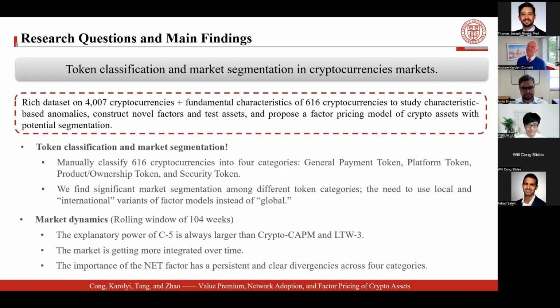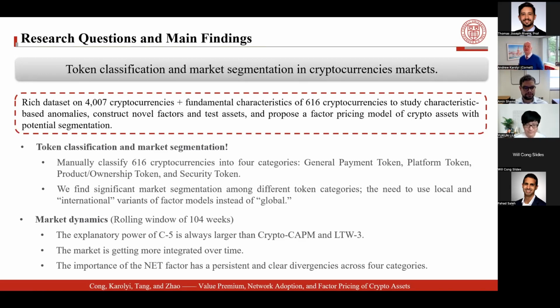But we don't stop there. There's a third part of the paper that is kind of fun. It's probably the reason Will and Wei Yi invited me to join, which is bringing to bear an understanding of token classification and segmentation. So, as you know, I'm an international asset pricing guy, and I've been involved actively in analyzing the extent to which markets around the world are integrated or segmented, typically by countries, and looking across regions and even globally.